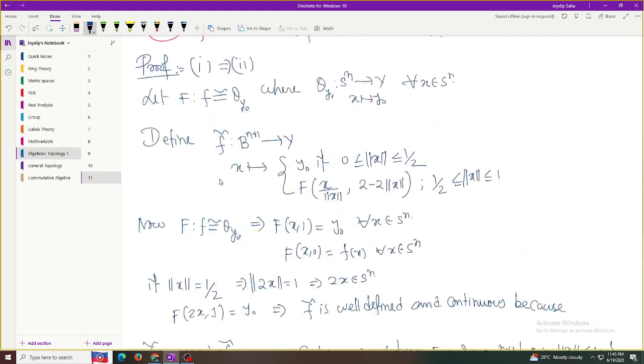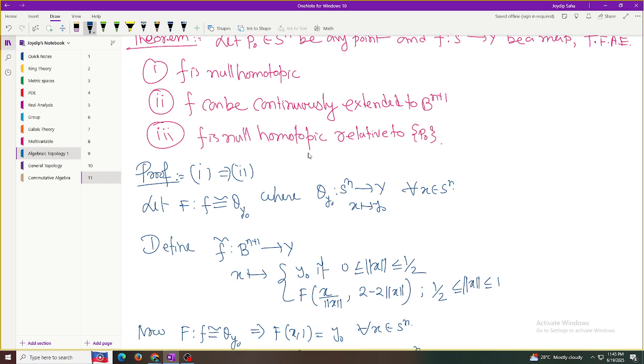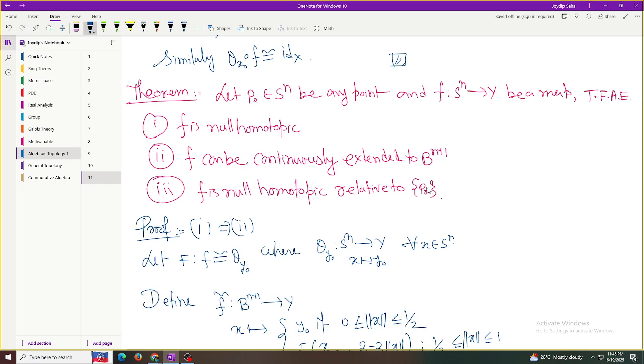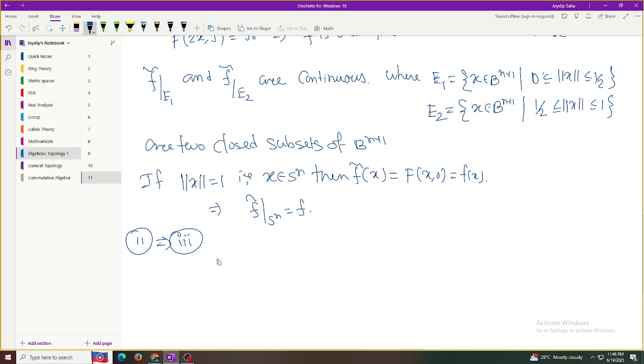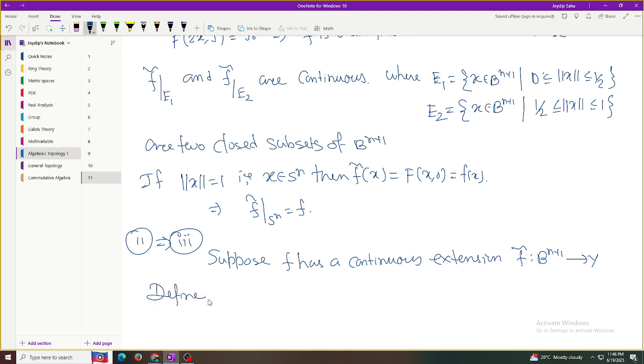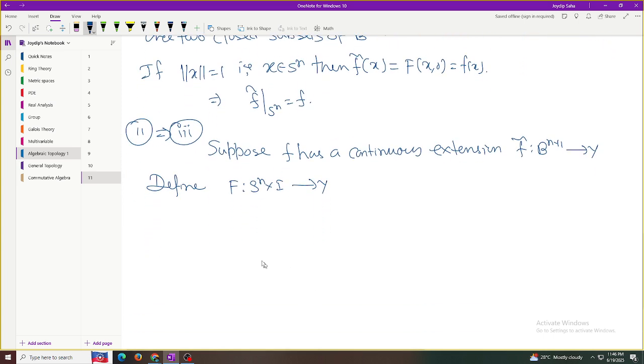Two: what is the statement of 2? F can be continuously extended to Bn plus 1, then F is null homotopic relative to some point P0. Okay, suppose F has a continuous extension f tilde. Define F: S times I to Y, (x,t) goes to f tilde of (1 minus t) x plus t p0.